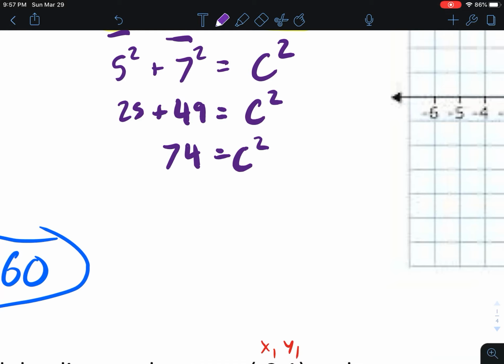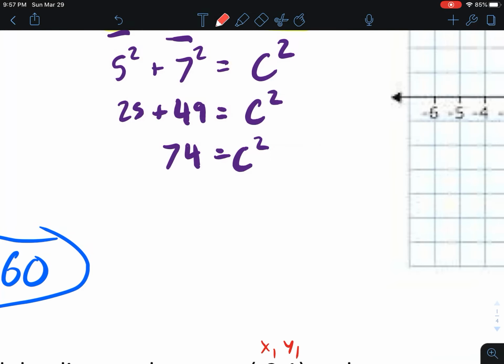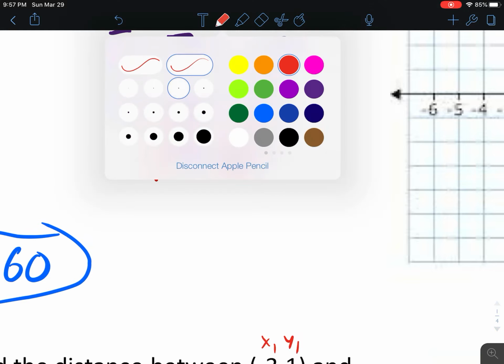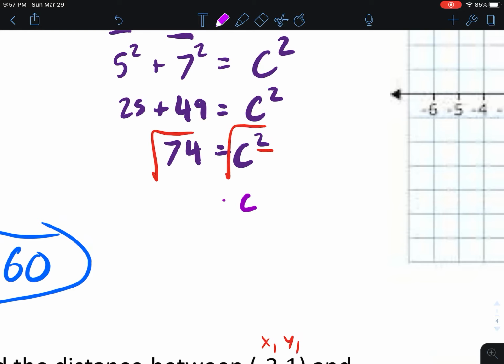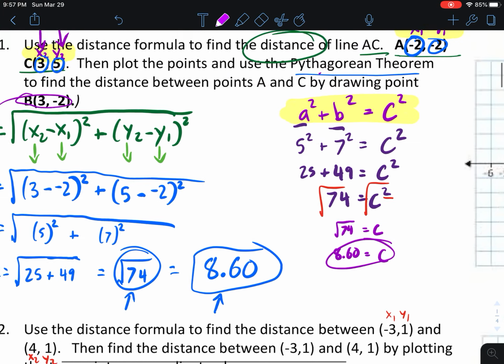Question now is, this is a C squared. How do I get rid of a C squared? Well, just like to get rid of addition, you subtract, to get rid of squaring, you just square root. But whatever you do to one side, you have to do to the other. Now, guess what? You end up getting C by itself because the square and the square root cancel. And here you just get square root of 74, which, if you get a decimal, is 8.60. Look, you get the exact same answer either way.